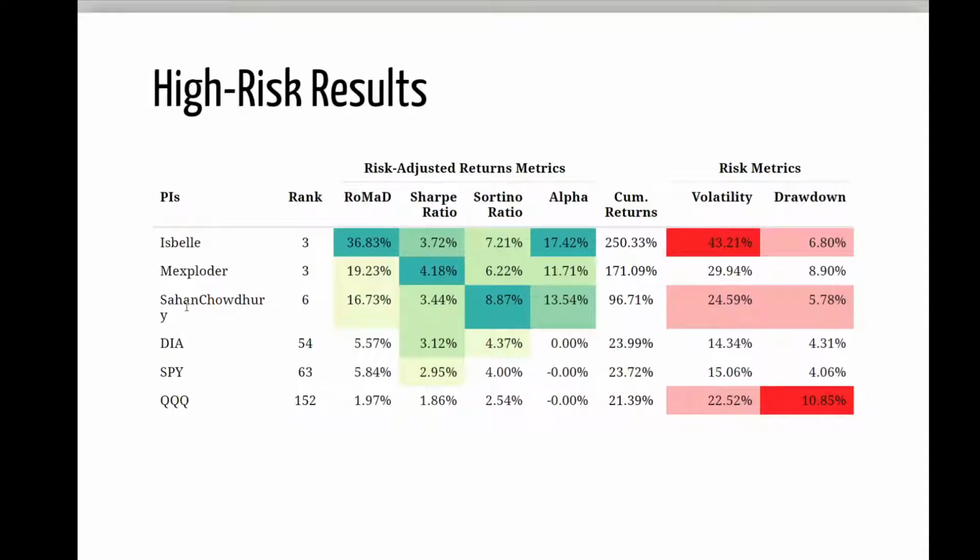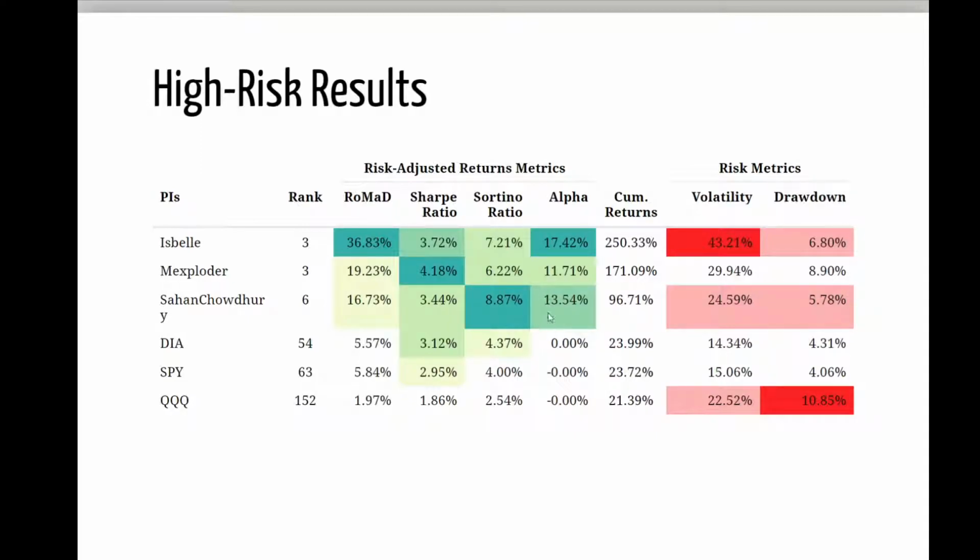So let's just take a minute to look at, well, the interesting thing is they all completely obliterate the benchmarks in terms of risk-adjusted measures, right? So in terms of ROMAT, they're like doubling, tripling, quadrupling these figures. In terms of Sharpe ratio, they're 2 or 3 times better than these benchmarks in some extent. Sortino, similarly very good. In terms of alpha, it's also interesting, right?